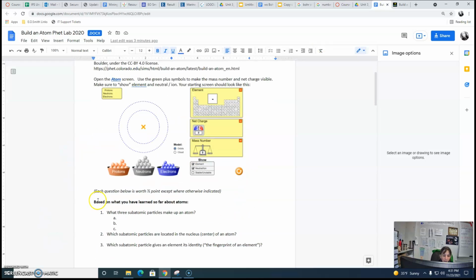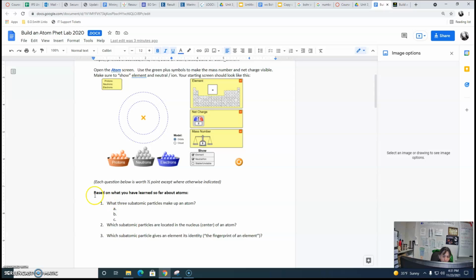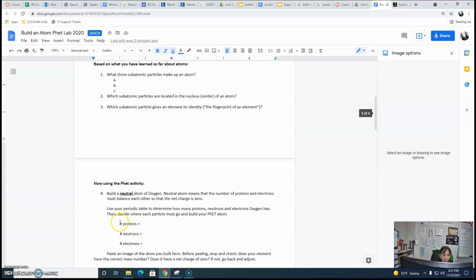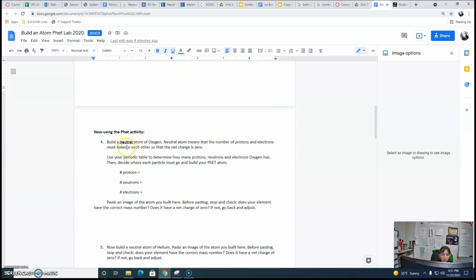So we've done this part already. You can get onto the first 3 questions over here, which are basically just review from what you've done in the past 2 classes regarding subatomic particles. So go ahead and answer those. Once you're done with that, we're going to get into the PhET activity.